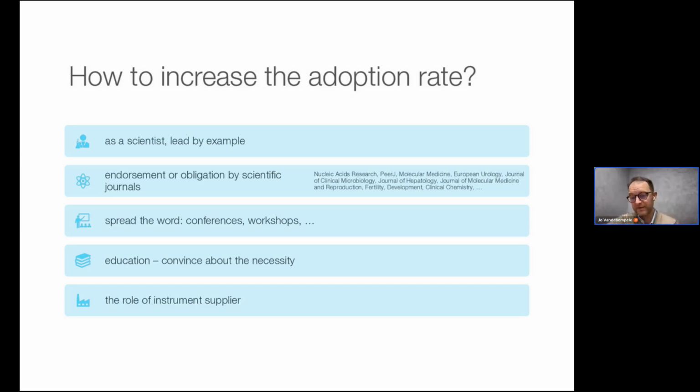Well, as a scientist, lead by example, by just doing it, showing the example to the readers of your papers or to your colleagues. Endorsement by scientific journals. On the right, I give you a few examples of journals that endorse the dMIQE guidelines, sometimes already also the digital dMIQE guidelines, not yet. So there is work for the community to ask journals to do so. Please spread the word on your poster, at scientific conferences, in workshops, education, convince about the necessity, like showing what errors you can make, or even that it can lead to an expression of concern or retraction of your paper.